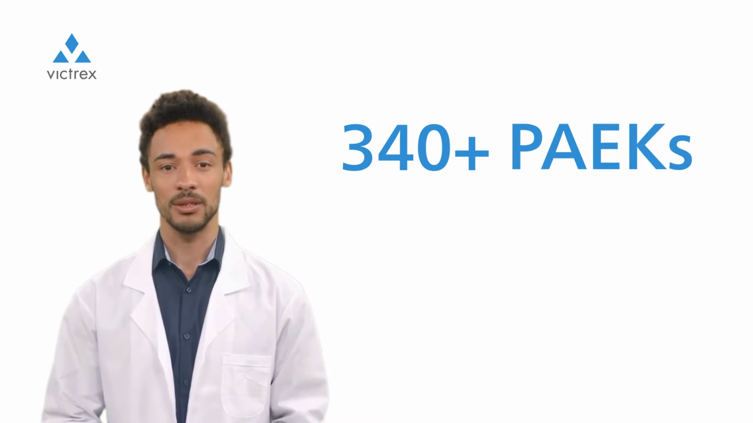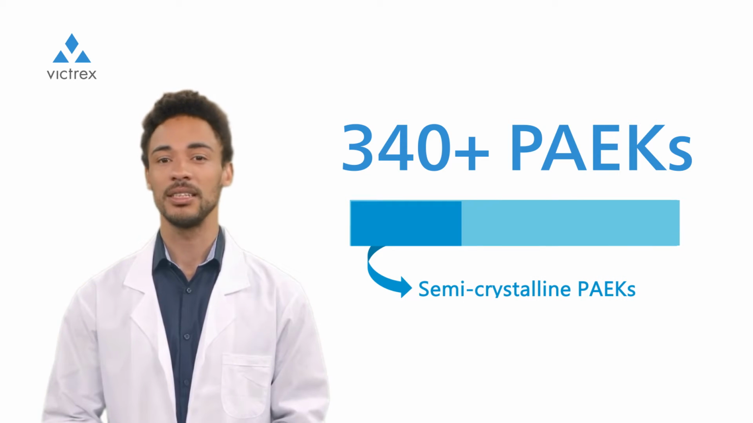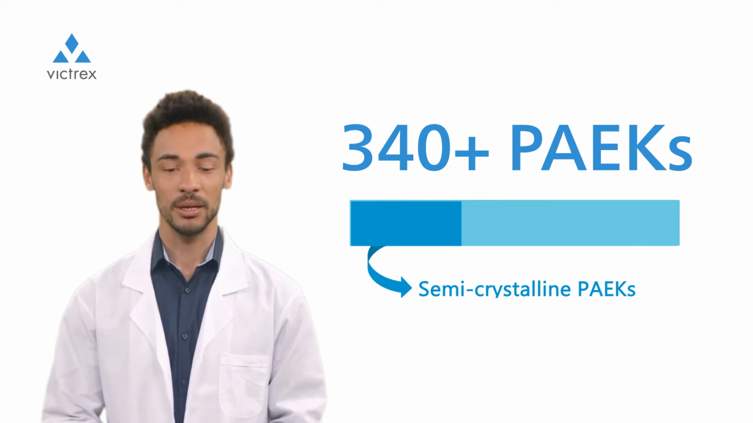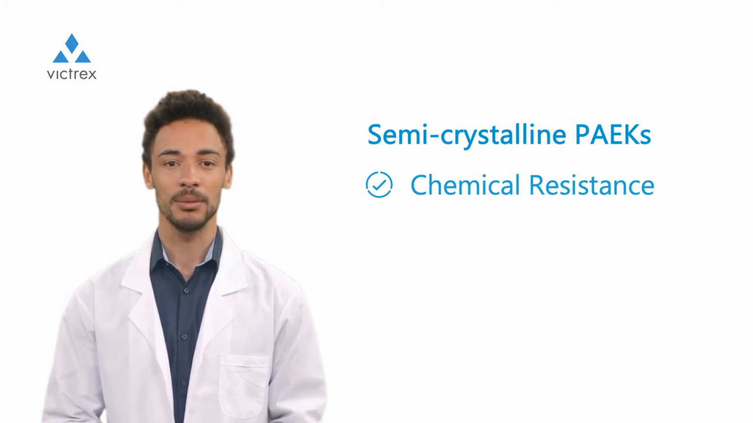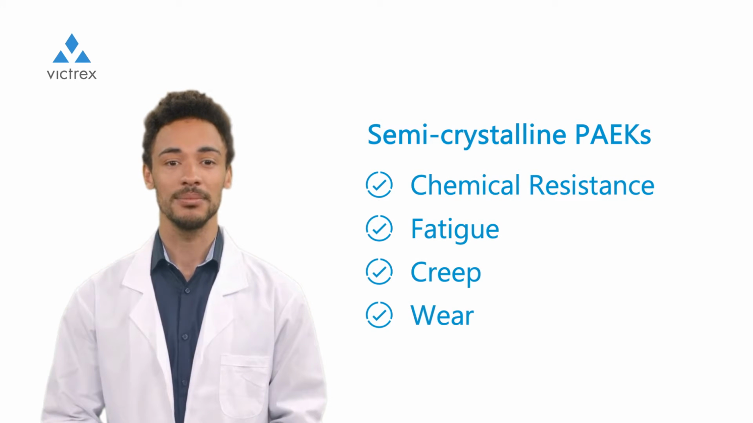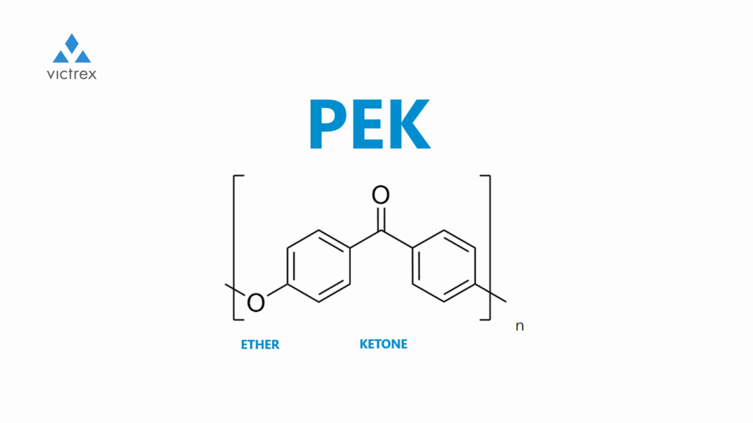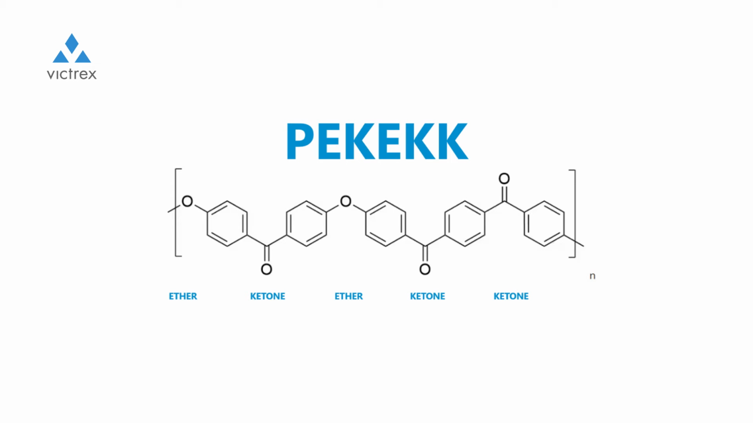Over 340 different PAEKs are reported to date, but at Victrex, we focus on semi-crystalline materials because this ensures polymers with good chemical resistance, fatigue, creep, and wear properties. The best-known PAEK is PEEK, and its repeat unit looks like this. Other PAEKs that Victrex manufactures include Victrex HT, which is PEK, and Victrex ST, which is PEKEKK.